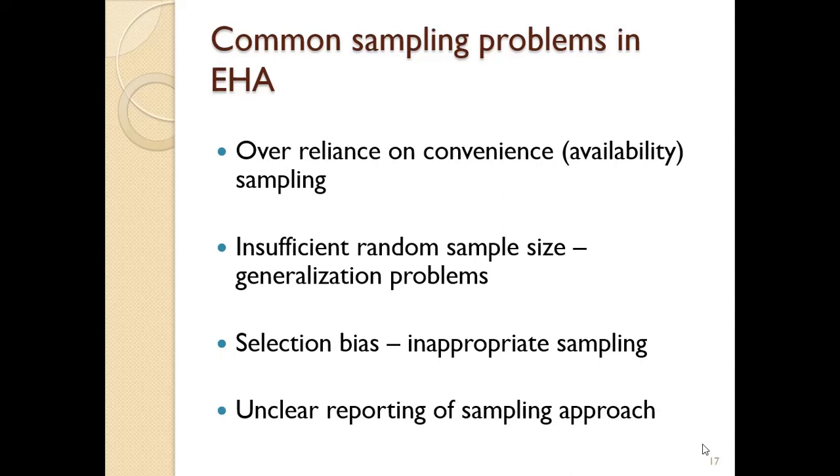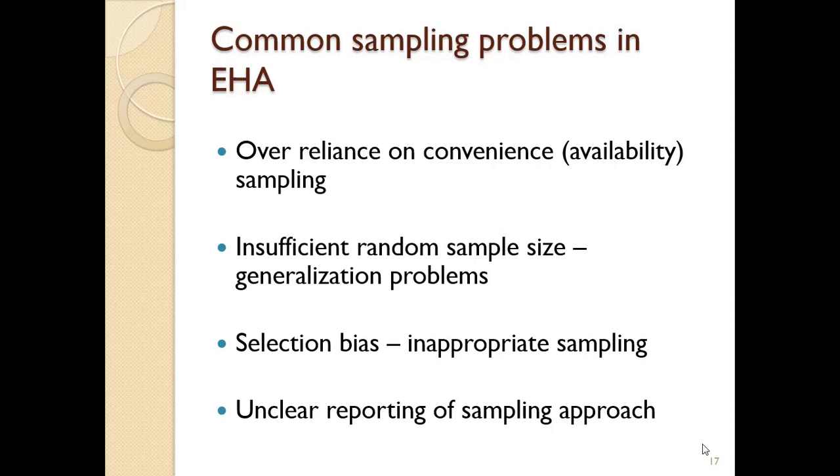Over-reliance on convenience, availability of sample, who is available. Maybe you've gone to the distribution center and the people that are there are the ones that you might ask, and that would create bias and also give skewed data. Insufficient random sample size, which can affect generalization and therefore would generate recommendations or conclusions that are not representative.